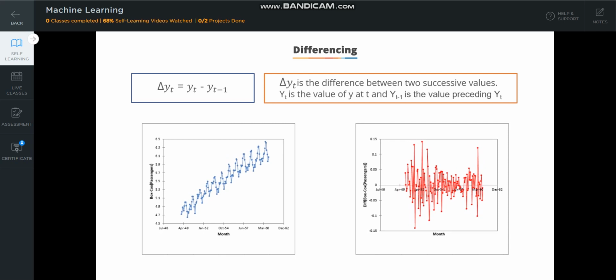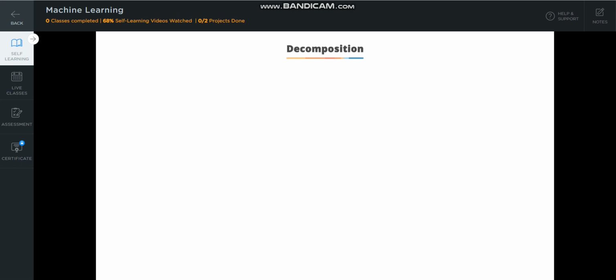You can observe the effect of differencing by looking at the two given graphs. The first graph contains a non-stationary series. After applying differencing on the same series, the series has become somewhat stationary, as it is practically not possible to make it 100% stationary. Now let's understand decomposition.